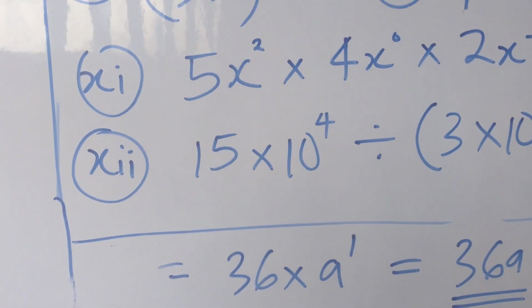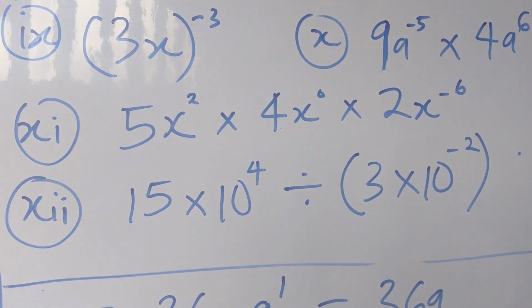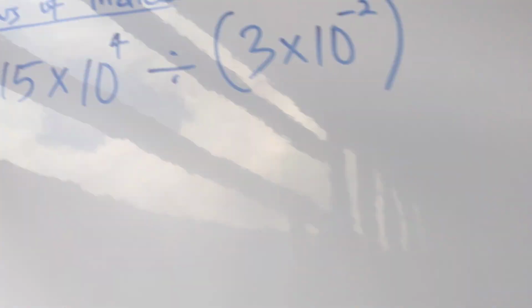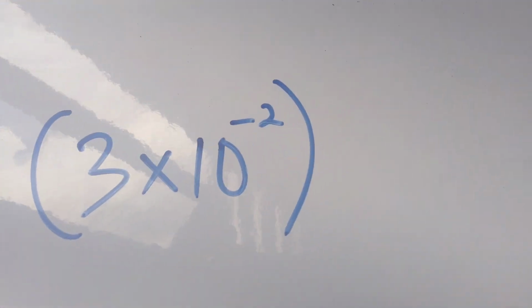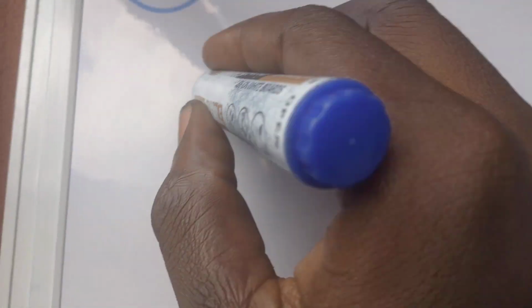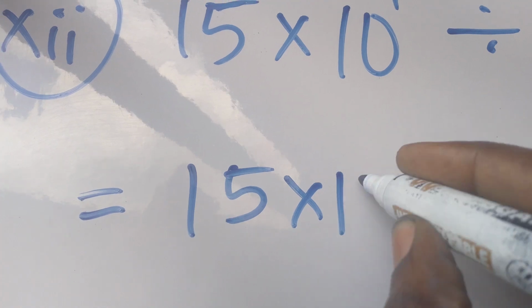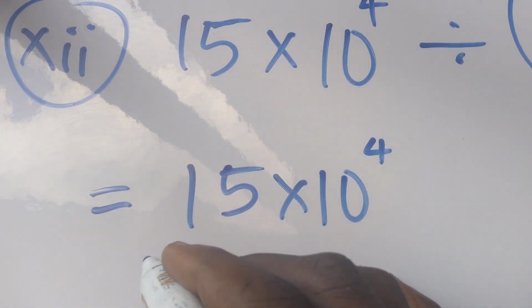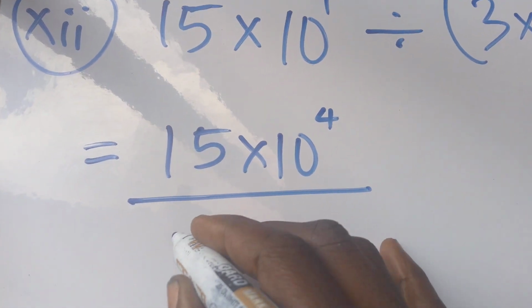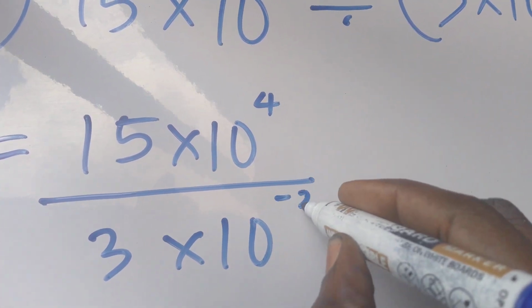Roman figure 12 is 15 times 10 raised to the power 4 divided by 3 times 10 raised to the power minus 2. This is it. Now this will be equal to 15 times 10 raised to the power 4 all over 3 times 10 raised to the power minus 2.